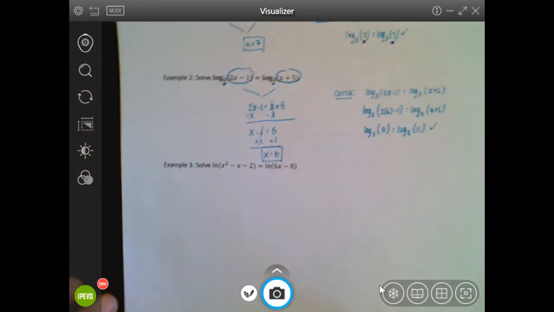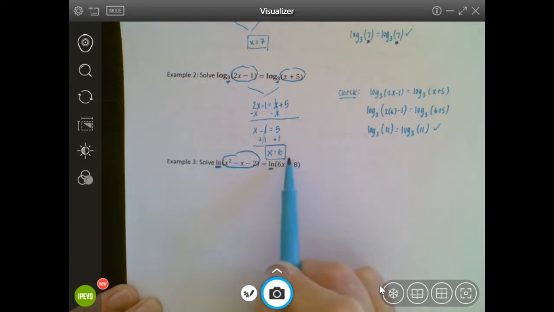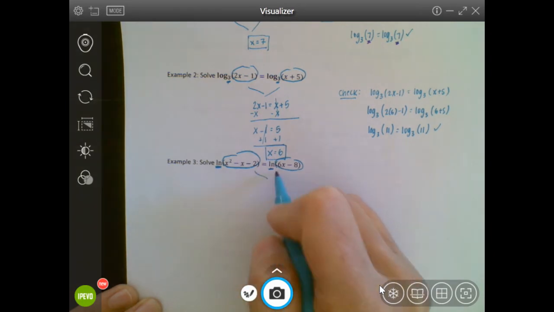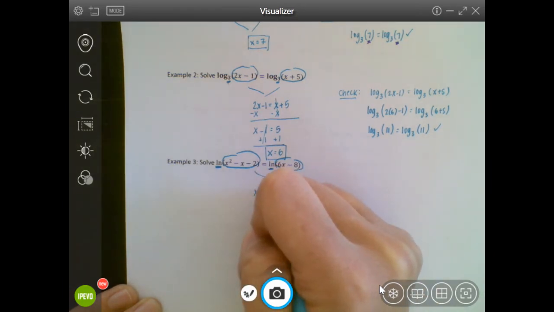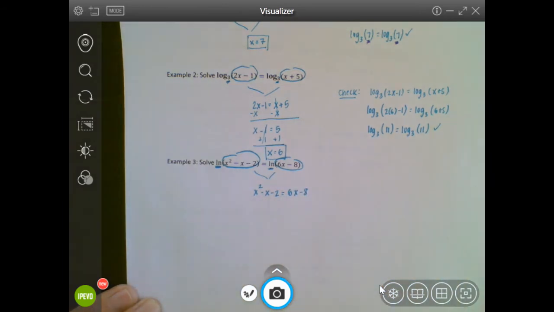All right, let's look at one more example. So this one's involving now natural logs, and we've got some quadratics happening. So the one-to-one property again works as long as we have an ln on this side and an ln on this side. The one-to-one property is basically telling us that this stuff must have to be equal to this stuff. So I'll set that up. x squared minus x minus 2 equal to 6x minus 8.